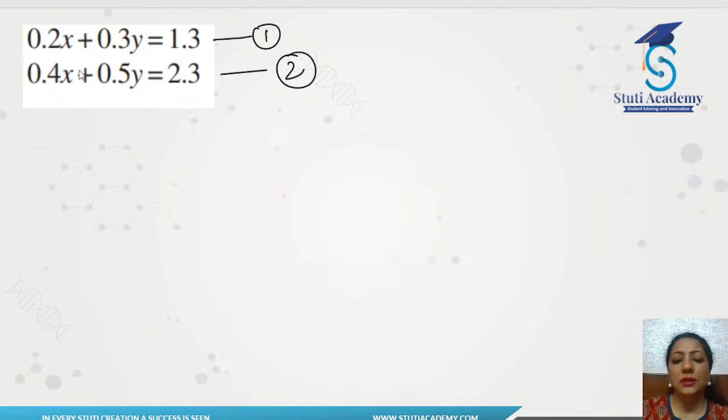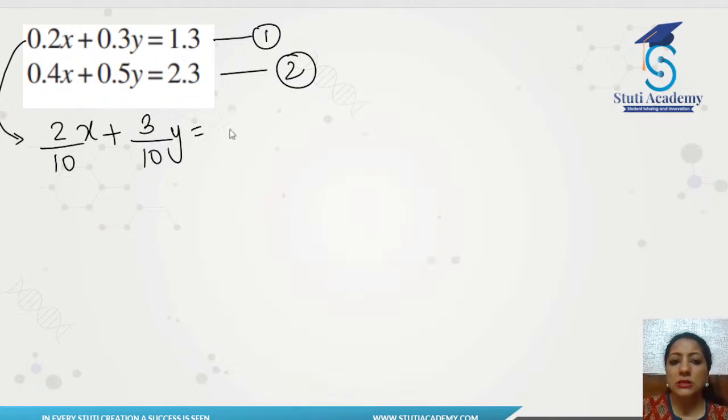But before we start with anything else, we are going to get rid of these decimal points because it's difficult to work with decimals or even the denominators if we have. So we are going to first simplify this. So I'm going to take the first equation. I can write the 0.2 as 2 upon 10. So this is 2 upon 10x. This is 3 upon 10y. And this is 13 upon 10.